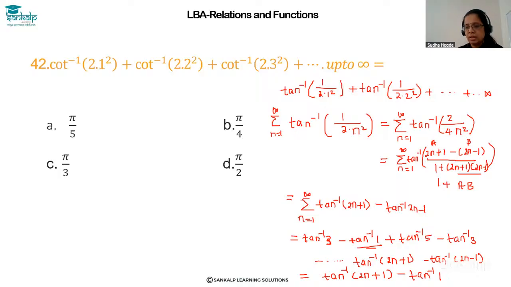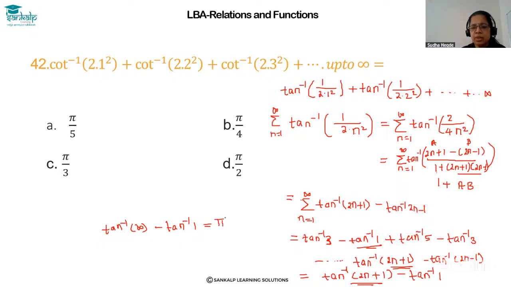because of tan inverse minus tan inverse 3, like that, every term cancels, only this term and this term remains. So as n tends to infinity, the term becomes tan inverse infinity minus tan inverse 1. Correct? What is tan inverse infinity?